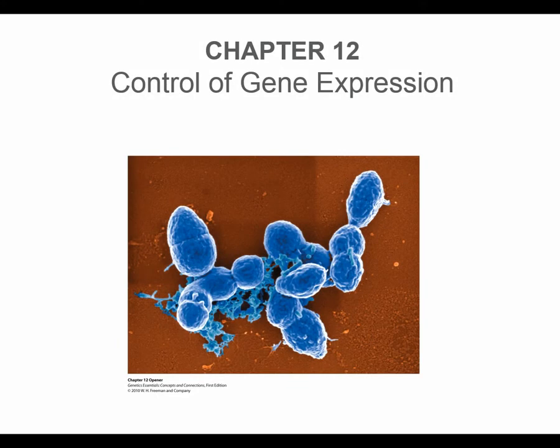Chapter 12 is about the control of gene expression, or what we typically refer to as gene regulation. What that means is that not all genes are going to be expressed at all times in all types of cells. So the question that is at least partially answered in Chapter 12 is, how is it that a cell regulates or controls which genes will be expressed and which genes will not be expressed in that cell type or at that particular time?